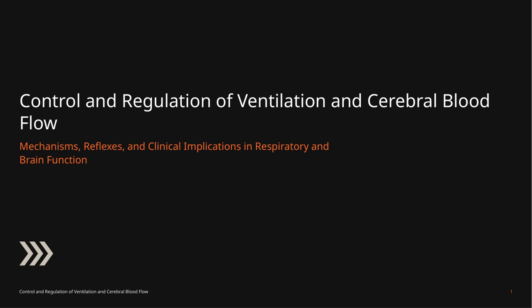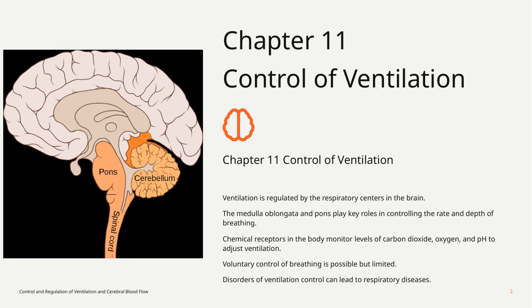Let's get started. On this slide, we're looking at how ventilation and cerebral blood flow are controlled within the body. Ventilation, or the process of breathing, is primarily regulated by specific centers in the brain known as the respiratory centers. These centers are located in the medulla oblongata and the pons, which work together to manage both the rate and the depth of our breathing.